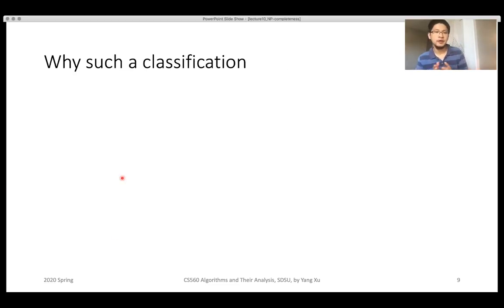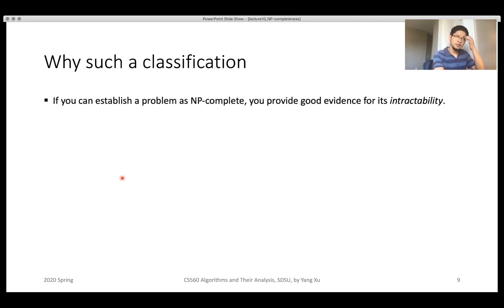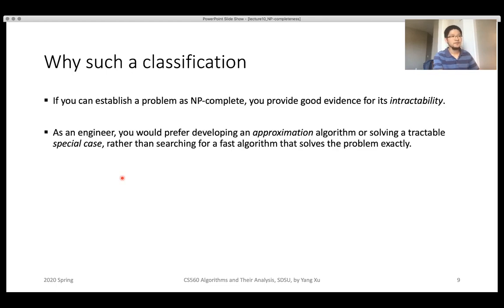So the reason why we have such a classification as P versus NP and then NP-complete is that if we can somehow find that a problem is NP-complete, then we have a good reason to believe that it is intractable. So we can avoid wasting time or energy trying to find very efficient algorithms for that problem, which is intractable. Instead, we can try to develop some approximation algorithm to solve a special case of it, or to approximate the problem instead of solving the problem exactly. So that's basically one of the motivations of why we classify problems into these classes.